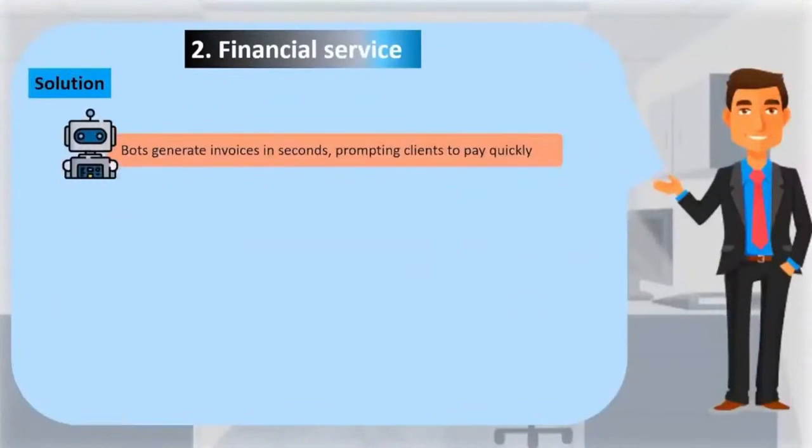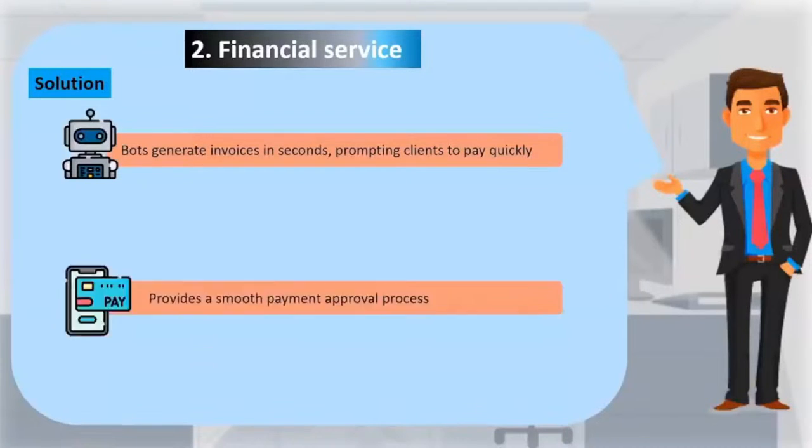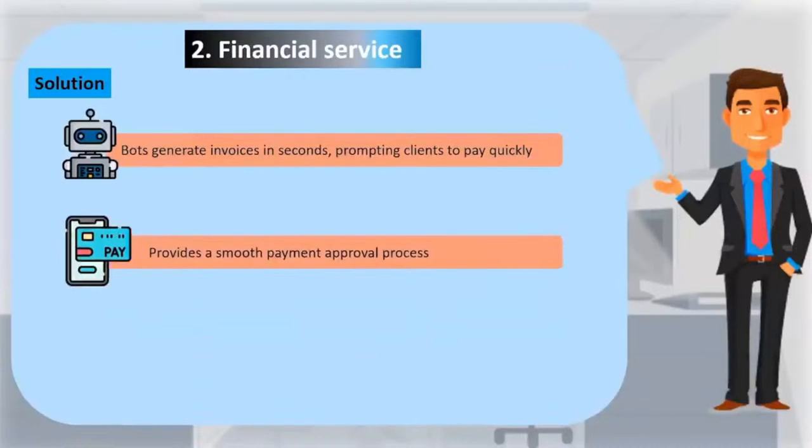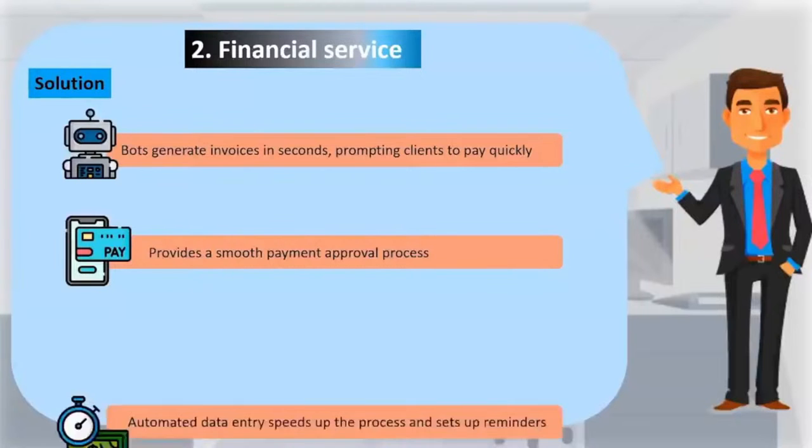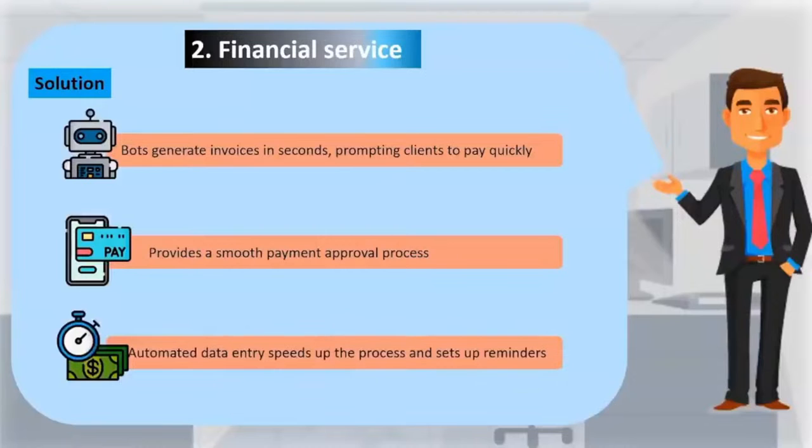Solution: robots can generate invoices in seconds, prompting clients to pay more quickly. RPA in financial services tracks, standardizes and validates payments, processes orders, avoids errors, and is always on top of things. Such a disciplined assistant makes the customer's experience less stressful, adding value to the service provider. RPA in finance eliminates the need for endless email correspondence and ensures a smooth payment approval process, matches invoices to responsible parties, and sets deadline reminders. Automated data entry speeds up the process and relieves human employees of huge tasks. This enables precise and structured invoice processing.